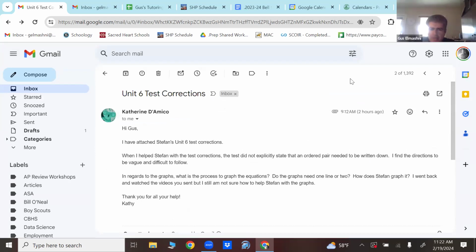I'm looking at what your teacher has said. You did have to give an ordered pair. In regard to the graphs, was a process. I already described the process: get slope-intercept form. You definitely need 2 lines. I already showed how to graph it. You've got the video, so there you go.